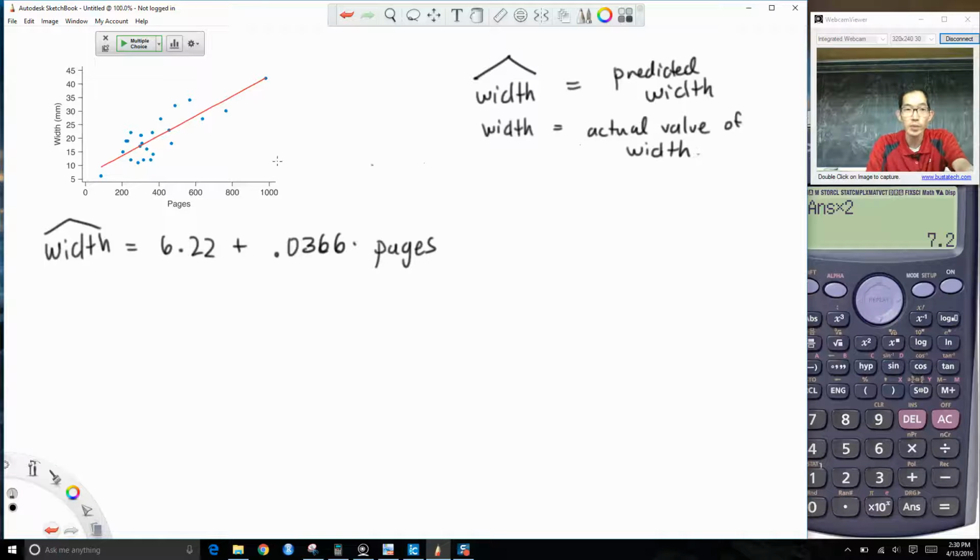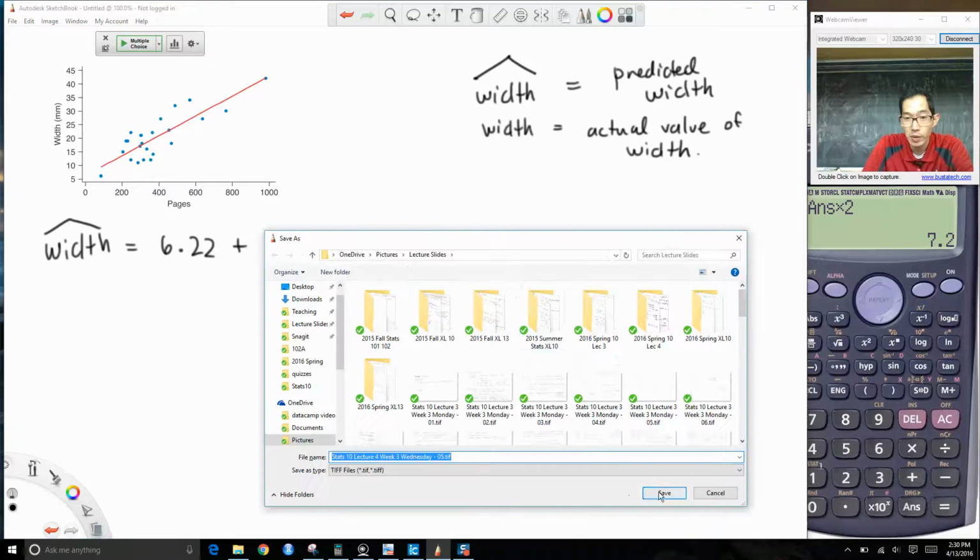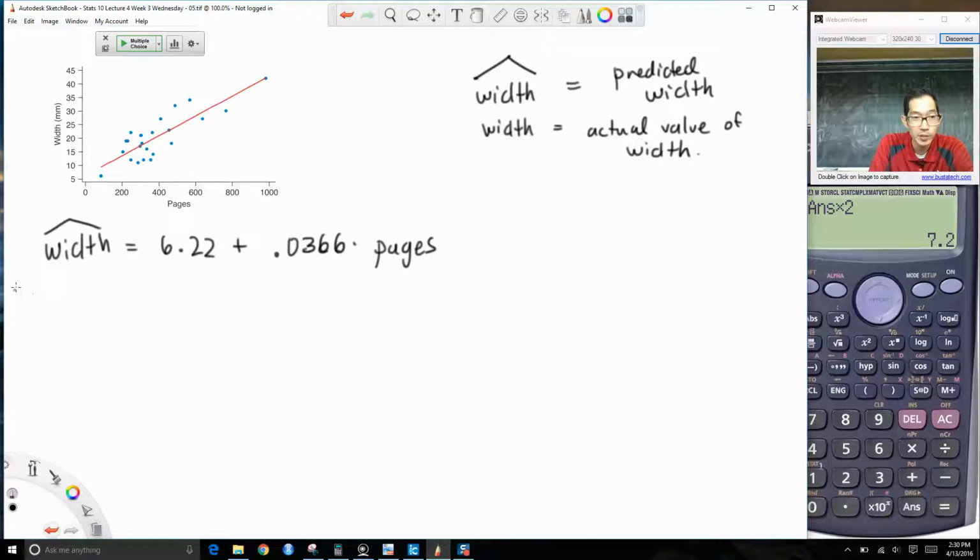Okay, so for a book with 600 pages, the location on the red line would be our prediction, whereas this blue dot right here represents an actual book with maybe 620 pages or something, and has an actual width of, I don't know, 26 millimeters or something. I'm just making that up.